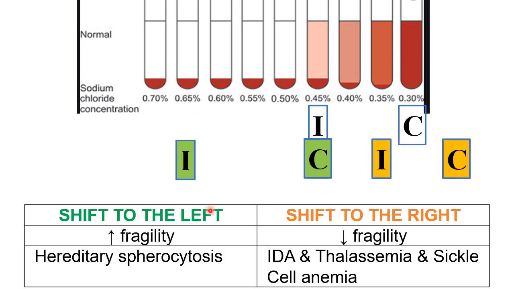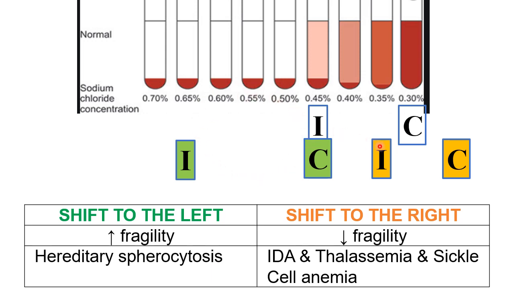Kapag merong shift to the left, ibig sabihin, mas fragile or increased fragility yung increased membrane fragility, which happens in hereditary spherocytosis. Agad pumuputok at 0.65, no? And then makukomplete at 0.45. Kaya tinawag natin shift to the left, nasa left side siya ng normal or expected results.